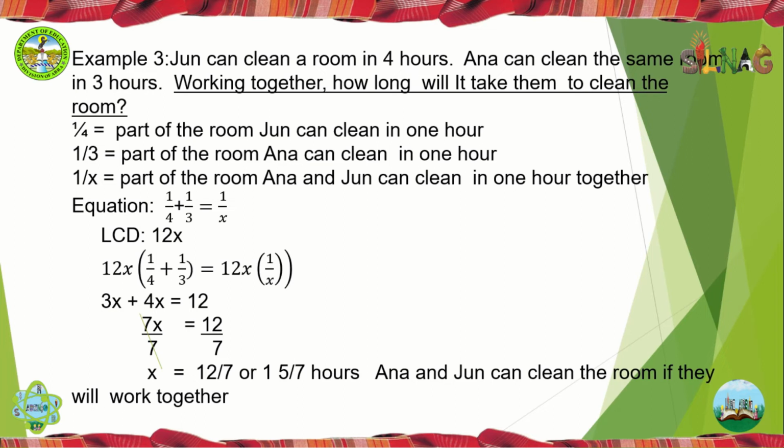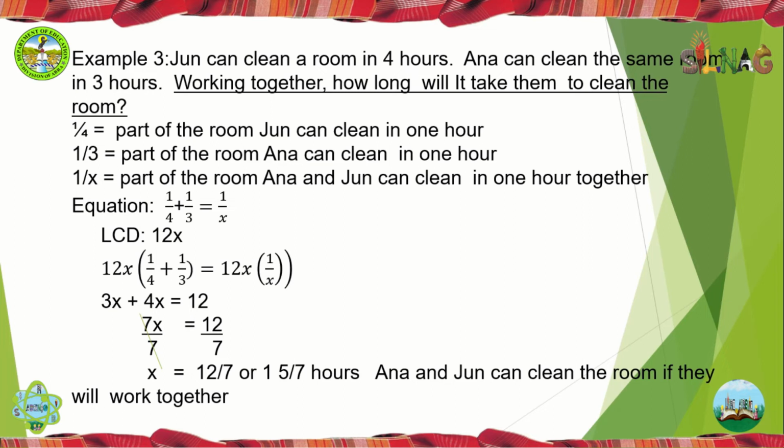So we have 1/4 plus 1/3 is equal to 1 over x. So the LCD of the rational equation is 12x. And then now we multiply all members of the equation by 12x. So we have 12x times 1/4 is equal to 3x because 12 divided by 4 is 3 times x is 3x. 12x times 1/3 is equal to 4x because 12x divided by 3 is 4x times 1 is 4x.